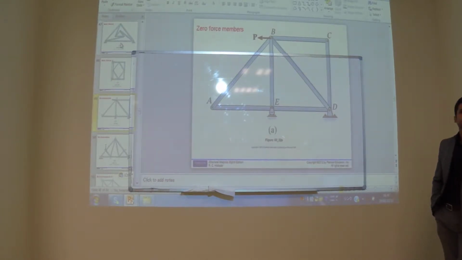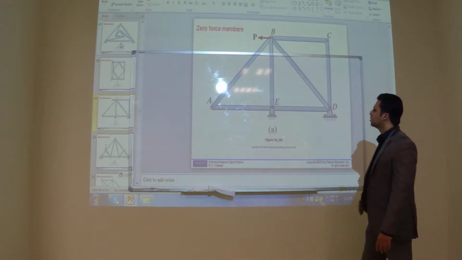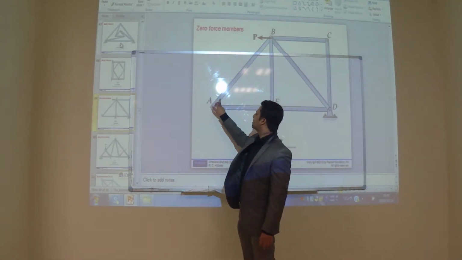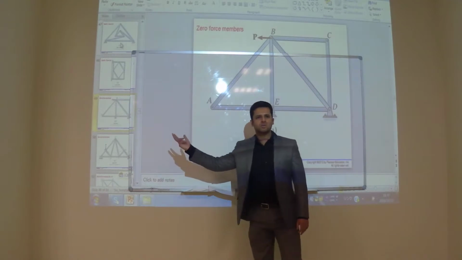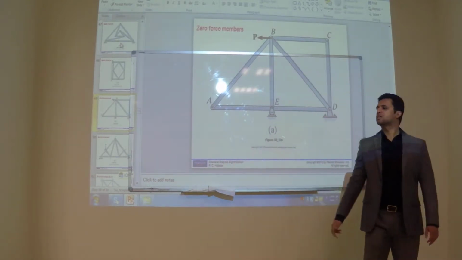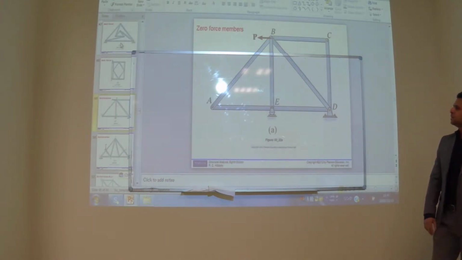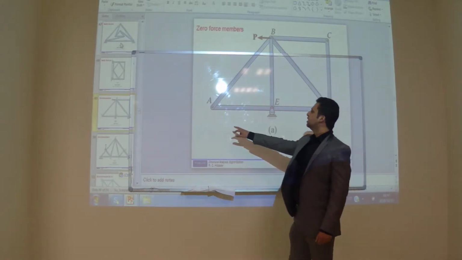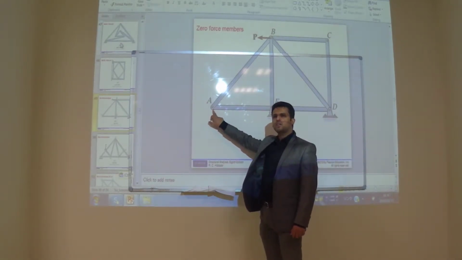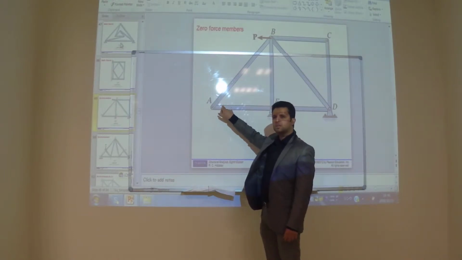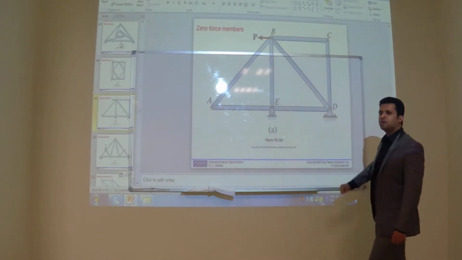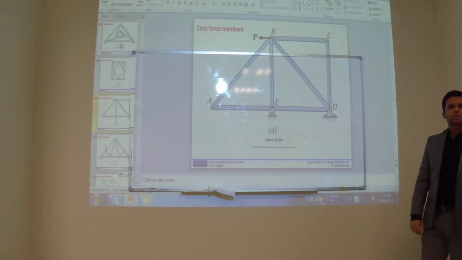Or apply sigma Fy. According to the method of joints, apply sigma Fy, so there will be only one force, and that will be 0. If you start solving with the method of joints and you solve joint A, you will have zero force in these two members. The same thing applies to joint C. So can you judge?